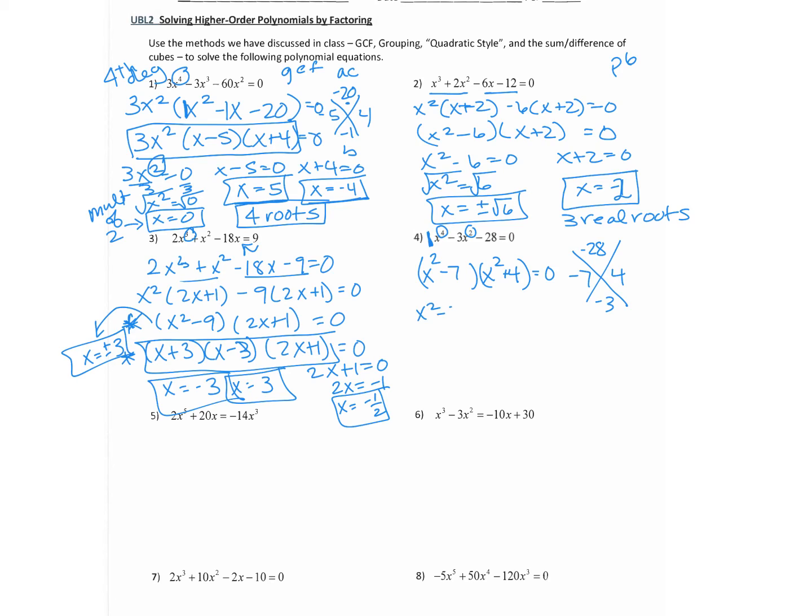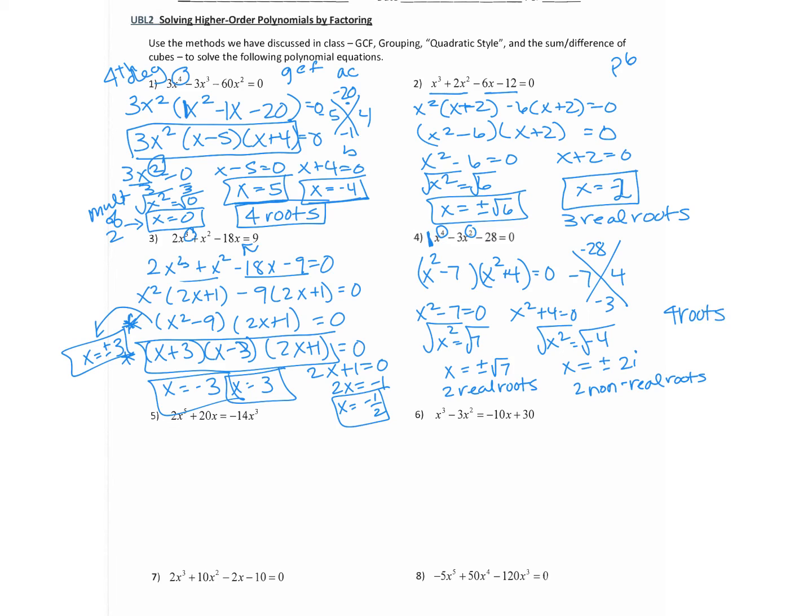So I'm going to set x squared minus 7 equal to 0 and x squared plus 4 equal to 0. And I get x squared equals positive 7. So I get x equals plus or minus the square root of 7. This is two real roots. That's a decimal I can graph on the x-axis. Here I'm going to subtract 4 over. I get x squared equals negative 4. Take the square root of both sides. I get x equals plus or minus 2i. That's a negative 4, so 2i. This is two non-real roots, and that is my 4 roots of this 4th degree polynomial.